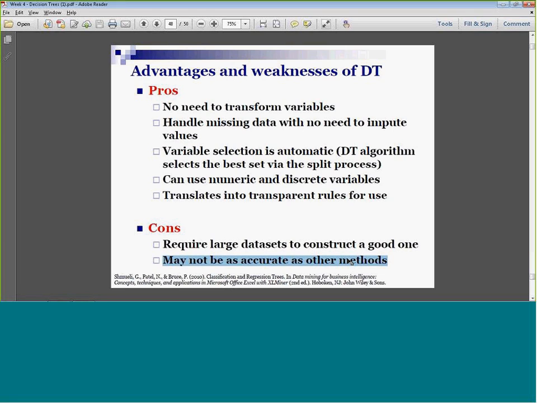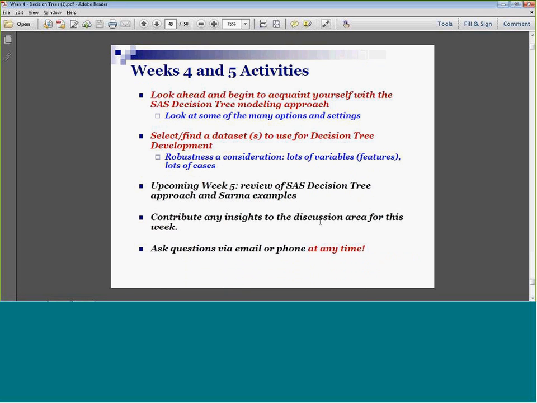Even when you get the best tree, there's no guarantee that it will outperform regression or a neural network model if there's a lot of nonlinearity in the data. Likely. Can't say always.